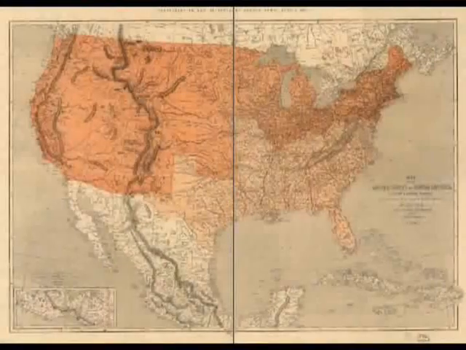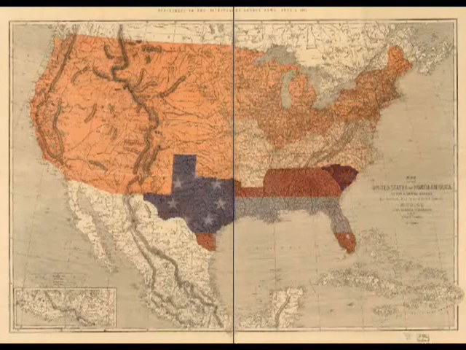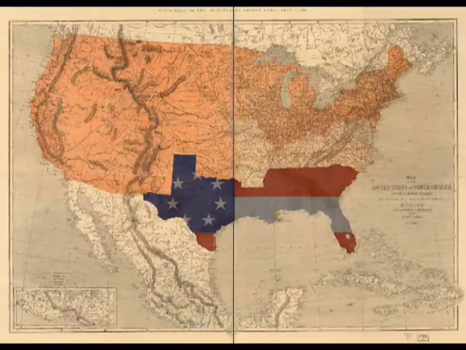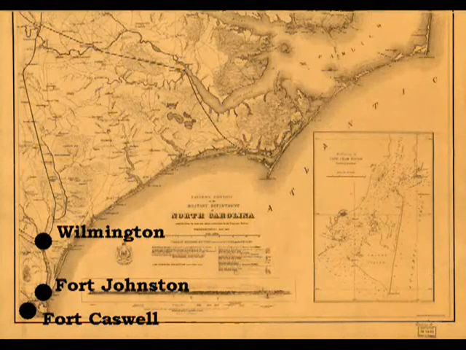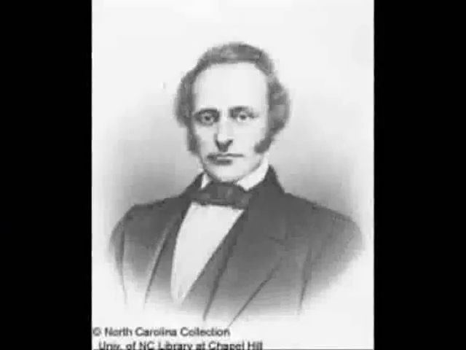On December 20, 1860, South Carolina seceded from the Union. They were followed by Mississippi, Florida, Georgia, Alabama, Louisiana, and Texas in January and February, forming the Confederate States of America. On January 9, 1861, an armed pro-secession group calling themselves the Cape Fear Militiamen seized Fort Caswell and Fort Johnston outside of Wilmington. When he heard the news, North Carolina Governor John Ellis ordered the men to return the forts to the U.S. Army.